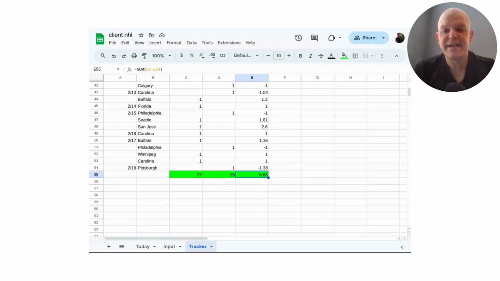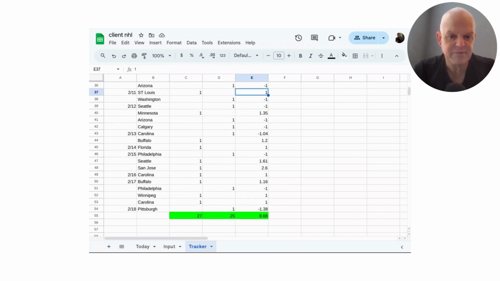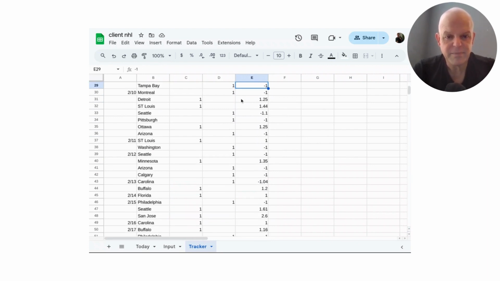And that's why this model cashes on dogs too, you can see it here. Plus 1.16, that's a dog. 2.6, San Jose. 1.6, 1.2. These are all underdogs. 1.35, meaning we played them at plus 135, plus 125, plus 144, plus 125. So it's really good at sniffing out those dogs.